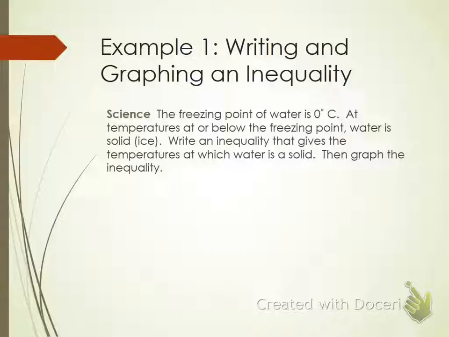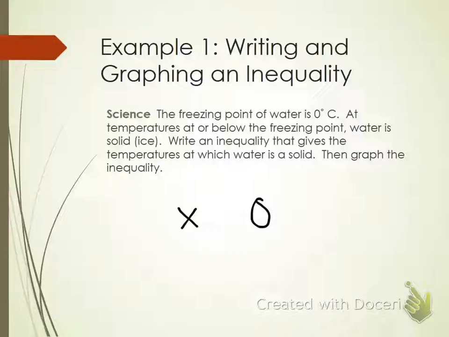All right, let's read it together. It says the freezing point of water is at 0 degrees Celsius. Temperature is at or below the freezing point. Water is solid. Write an inequality that gives the temperatures at which water is solid. All right, so what's my value? What's my number? 0. Okay, and I've got to have a variable. So now I have to figure out what is the inequality that connects them.